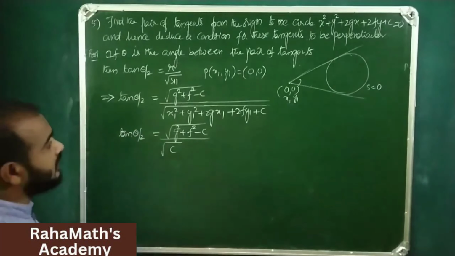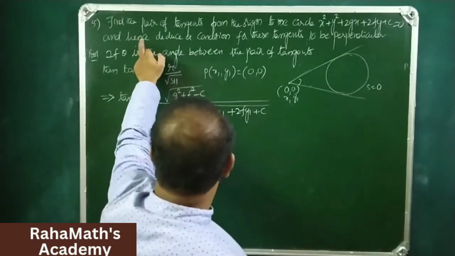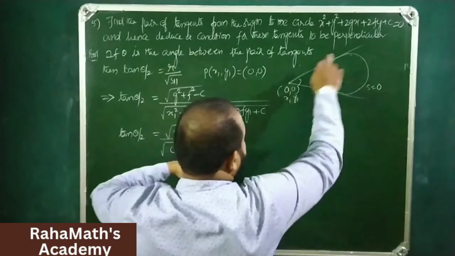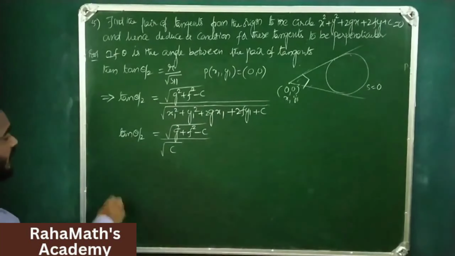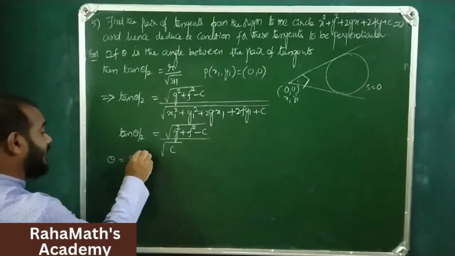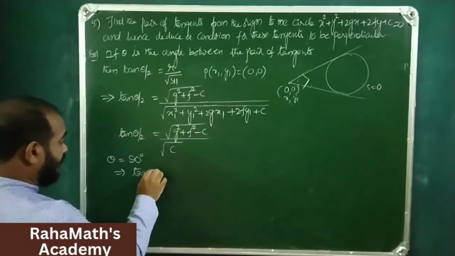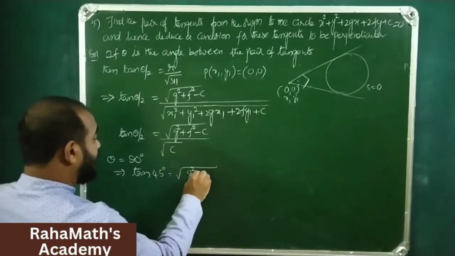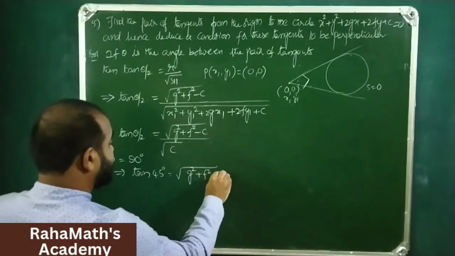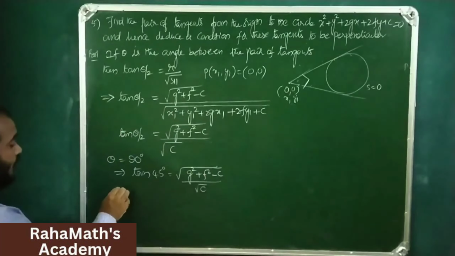But the question is, what is the condition? Hence deduce a condition for these tangents to be perpendicular. Perpendicular means theta is equal to 90 degrees is the condition given. This implies 90 degrees by 2, which is 45 degrees, equal to square root of g square plus f square minus c by square root of c. So tan 45 is 1.